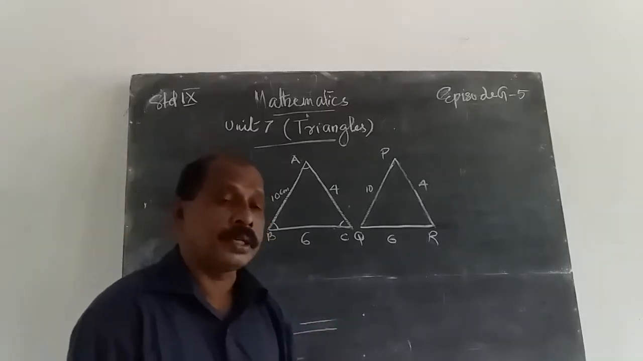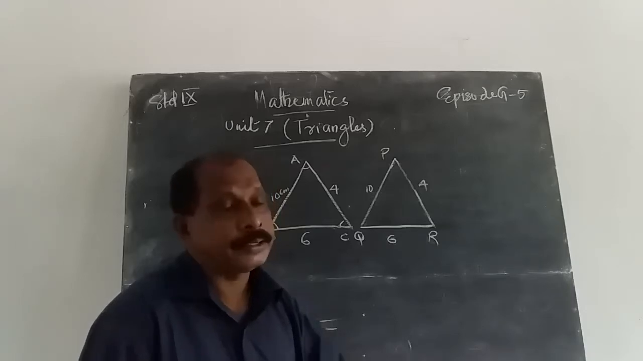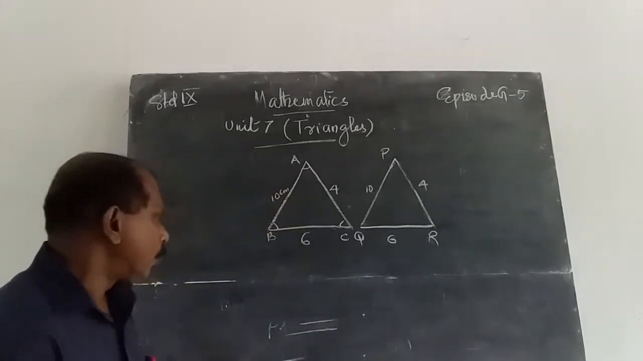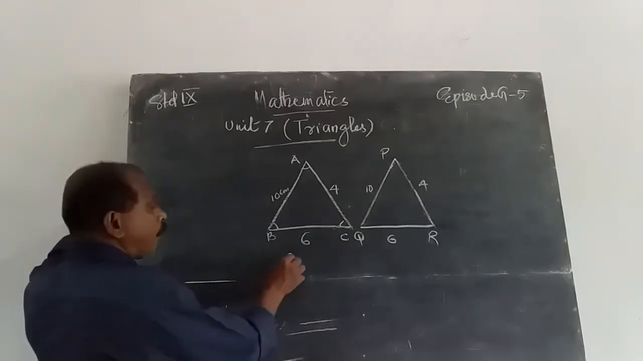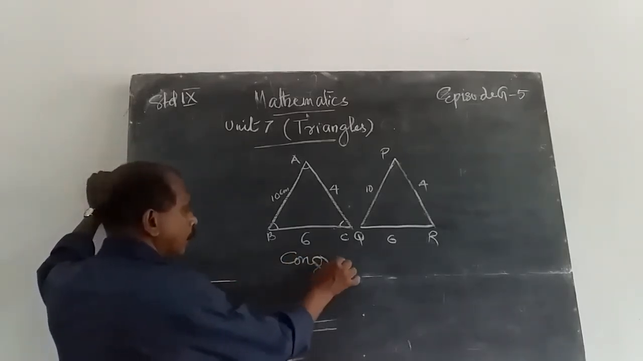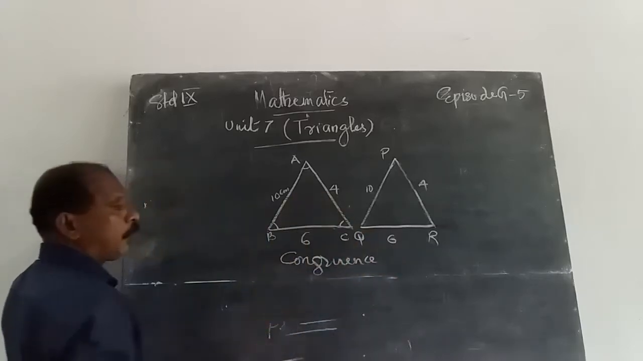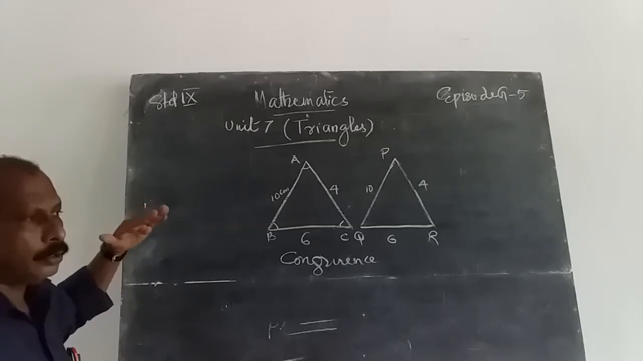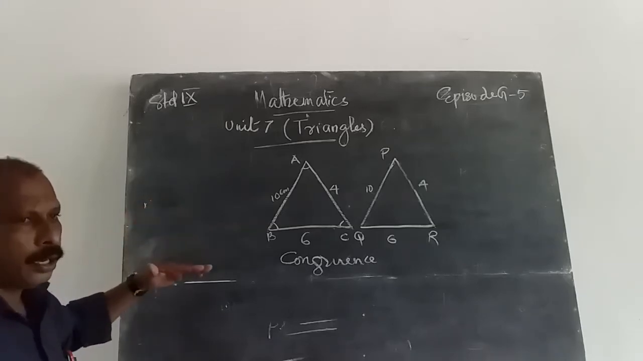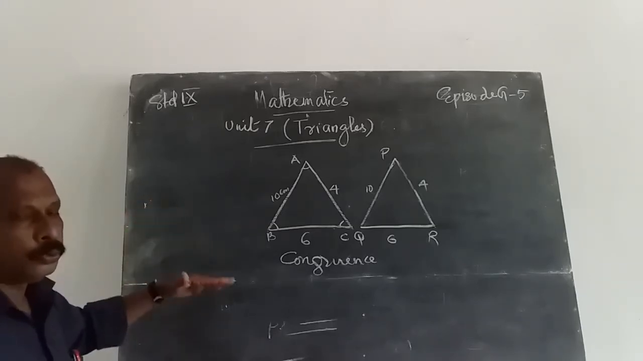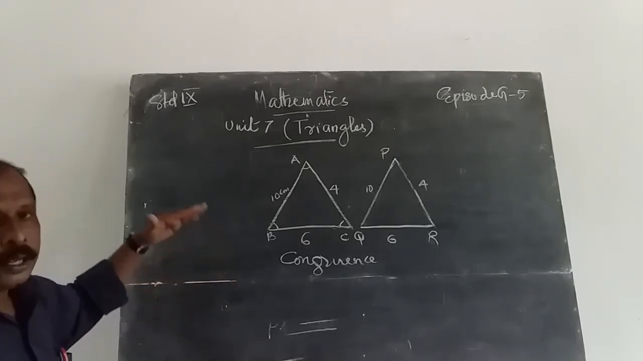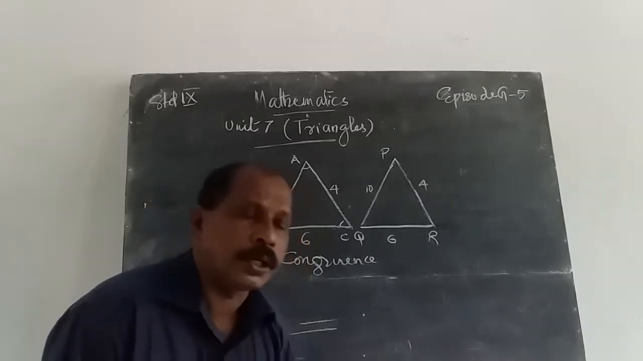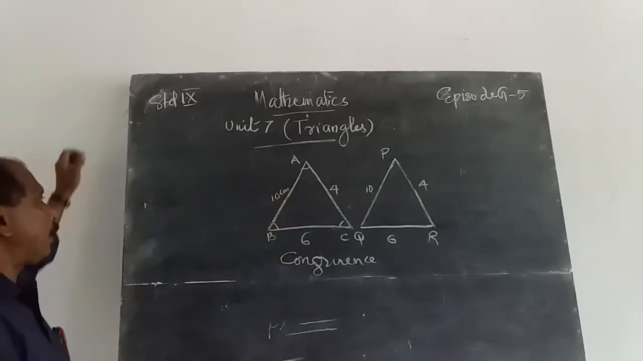Therefore, these two triangles are similar, but they are the same. One is the ditto of the other. Therefore, these two triangles are congruent. Then what are congruent triangles? All the sides and all the angles of a triangle are equal to the corresponding angles and the corresponding sides of another triangle. Then the two triangles are known as congruent triangles.